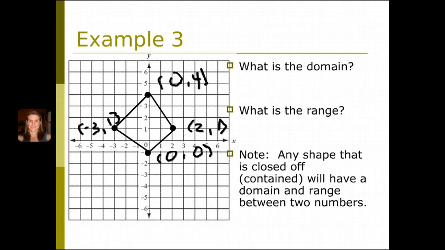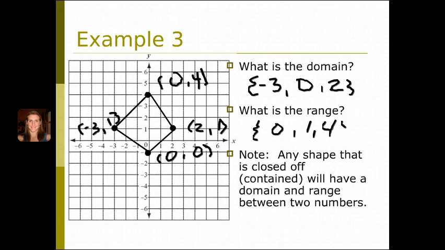So the domain for this shape, in order without repeating, would be -3, 0, and 2. The range, which are the y values, in order and not repeating, would be 0, 1, and 4. Remember, any shape that is closed off, which means it's contained, will have a domain and range between two numbers.